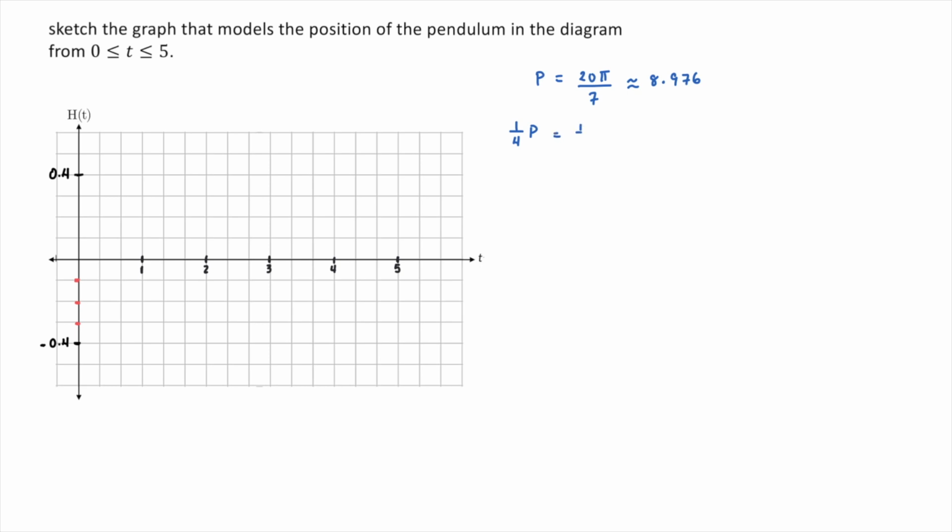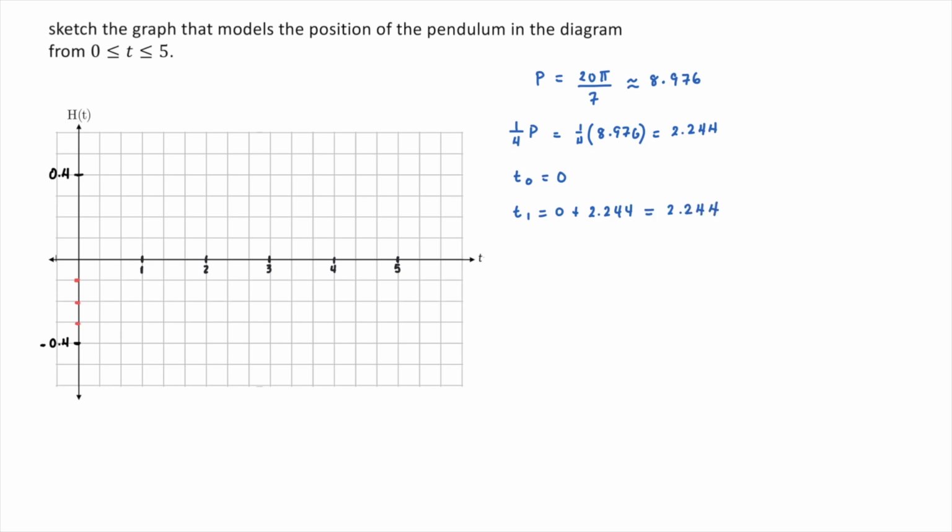1/4 of the period will be 1/4 times 8.976, which is equal to 2.244. So now we're going to start finding the t values. So we're going to start with t sub 0. Since we are not doing a horizontal shift at all, t sub 0 will be equal to 0. Then t sub 1 will be equal to 0 plus 1/4 of the period, 2.244. That's going to give us 2.244.